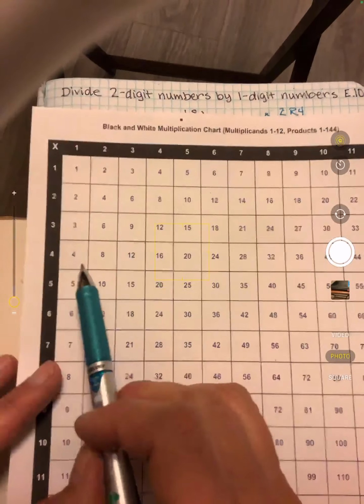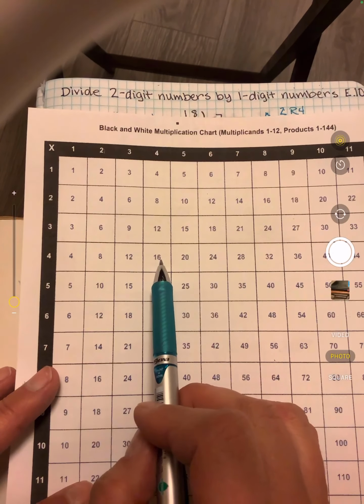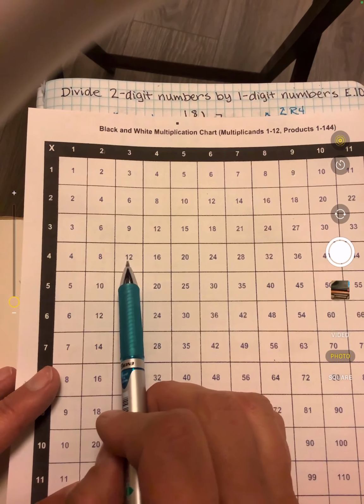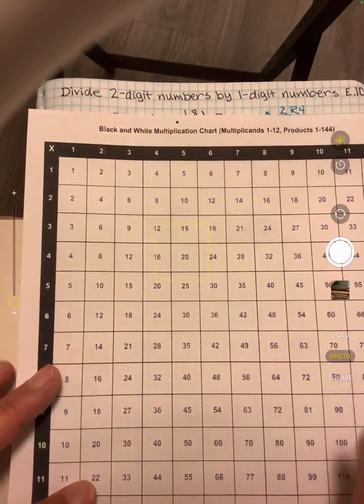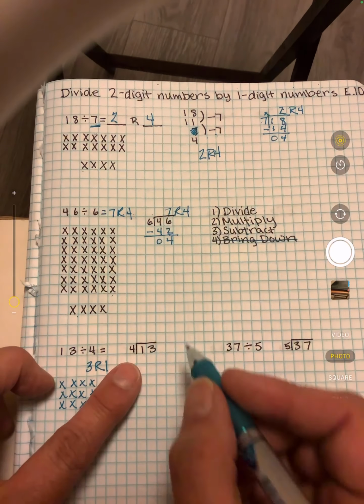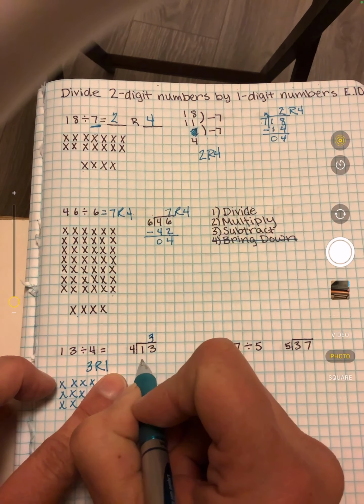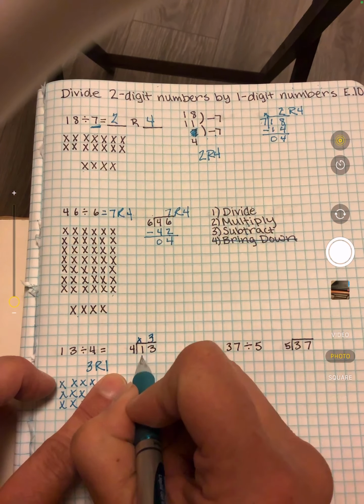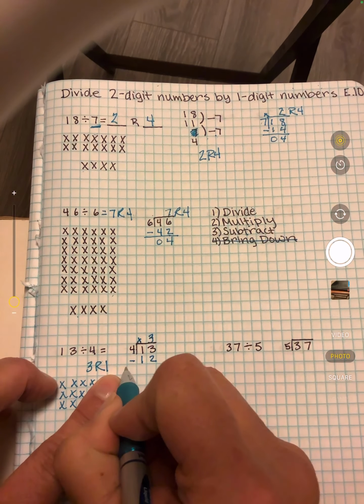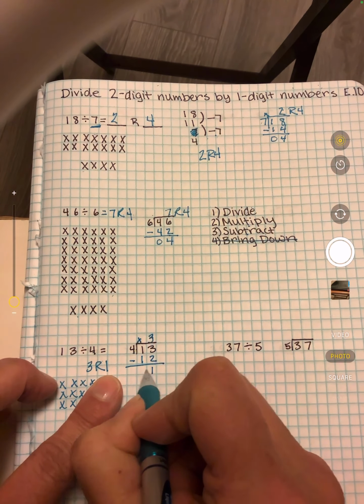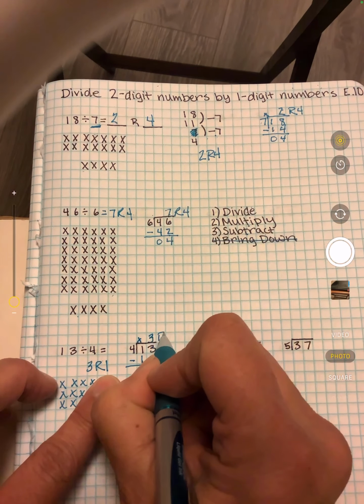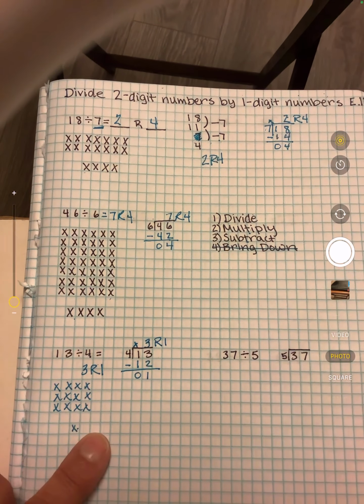Go to your 4s. Remember, you cannot go over 13. Up, that's too high, so we're going to come back. It says 3 times. We put our 3 here. 3 times 4 is 12. And then we subtract. So we have 3, remainder 1. Okay?